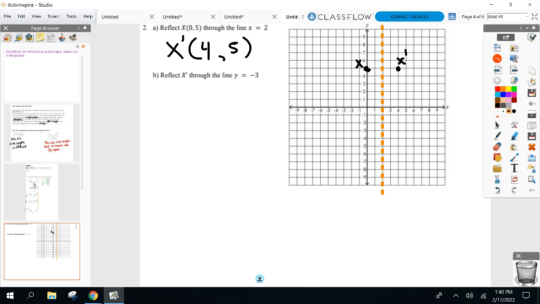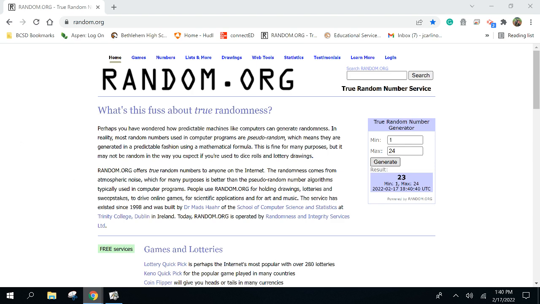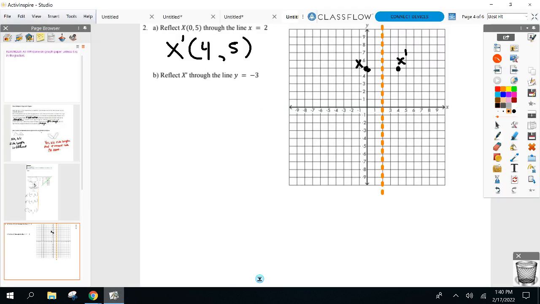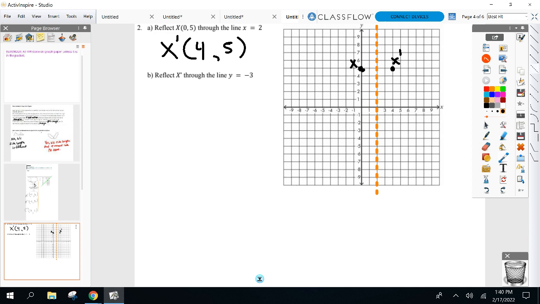Reflect X prime. So here, unlike the first batch of problems we did, I'm not going to go back to the original coordinate. Now I'm going to stay at 4, 5, X prime, and reflect it through Y equals -3. What type of line am I looking at? Horizontal. Thank you for saying horizontal, because I was about to grill you if you kept saying straight line. There it is right there.